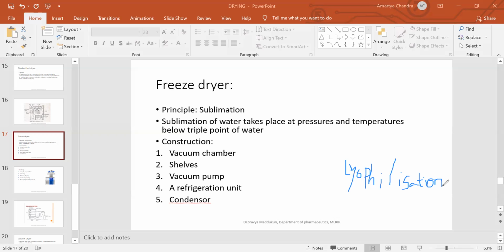Now sublimation can take place only at pressures and temperatures below the triple point of water. What is the triple point of water? It is 4.579 millimeters of Hg pressure and 0.0099 degrees centigrade temperature. This is the point of water where all the three states happen to occur. Right, now the material to be dried is first frozen.